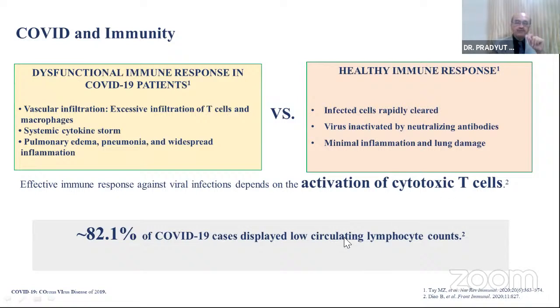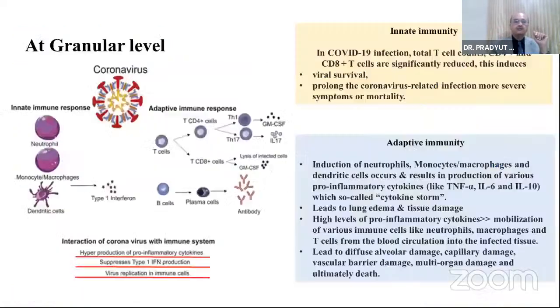Now, in COVID patients, it has been found that there is a significant reduction in the circulating lymphocyte counts. We all know that the lower the lymphocyte count in a COVID-19 patient, the more severe is the infection. And this low lymphocyte count is found in a whopping 82% of COVID-19 cases. So that is the reason why these patients, because of this low amount of cytotoxic T cells, are not able to fight infections and are developing complications.